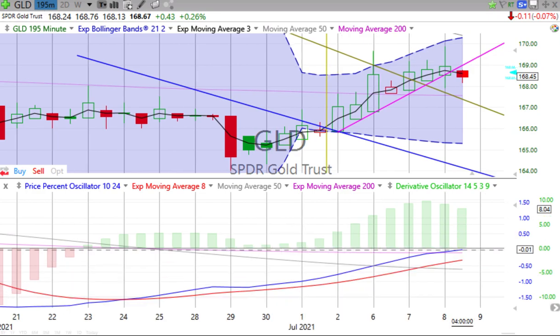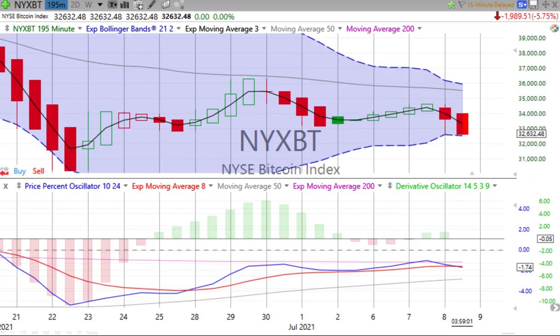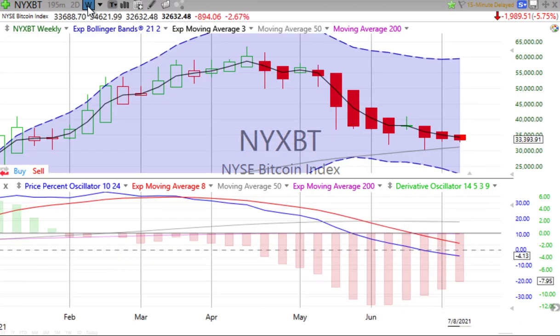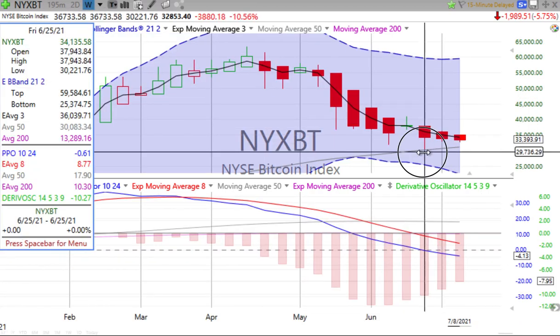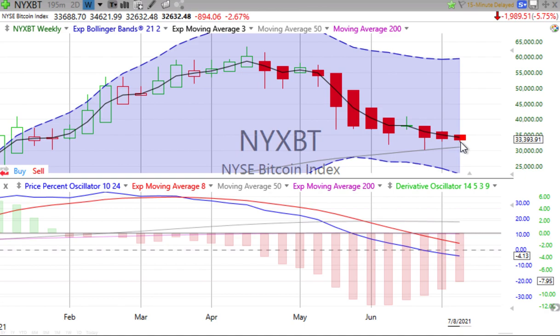So important. Now, let's go lastly to Bitcoin. Down big time for the day, 5.75%. And let's start first with the weekly. Again, haven't hit that low that Bitcoin hit back on Friday, or the week ending Friday the 25th of June. But again, things did soar down today. We see the price percent oscillator heading down. Derivative oscillator still losing some downward momentum.